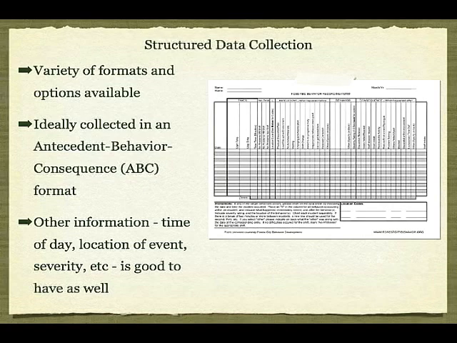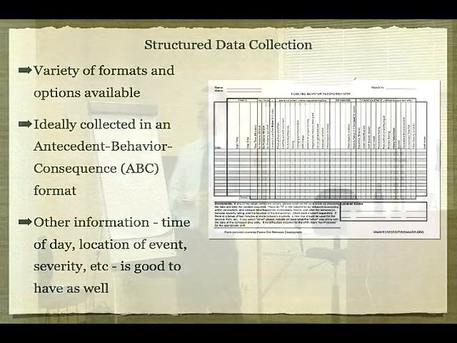There are a variety of different ways and options for doing that. There are interview forms. There are semi-structured interviews. There are paper and pencil things that we can fill out. We can do time samples. There's a lot of ways to collect information. But when we are doing an initial assessment, we want to collect information ideally in an antecedent behavior consequence format, an ABC format. And if we can do that in a way that gets us other information like time of day, location of event, etc., that's great too.